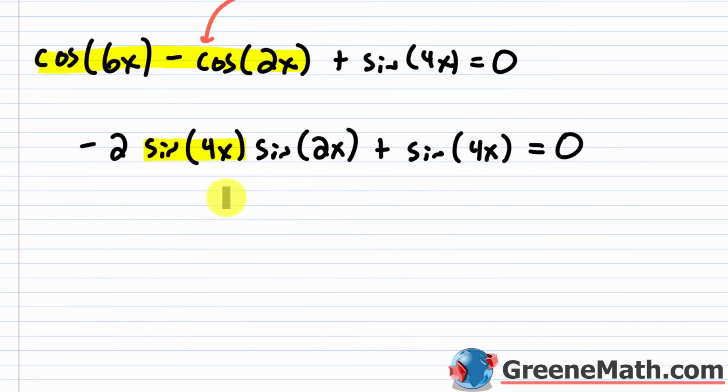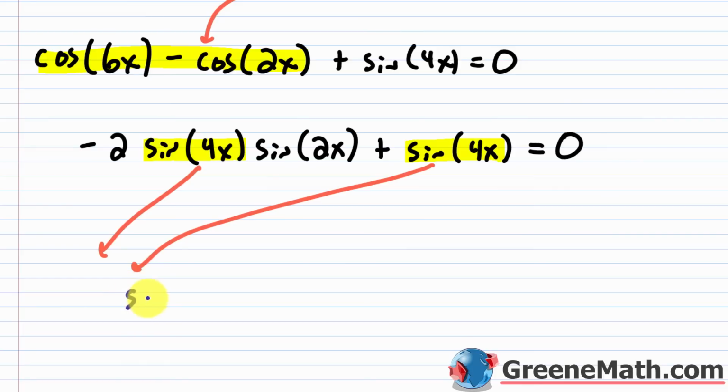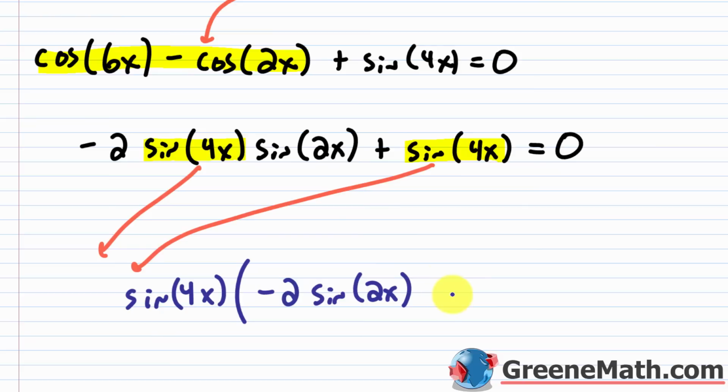So you have your sine of 4x and your sine of 4x. So we are going to factor that out. So let's factor that out. So out in front of some parentheses, you would have the sine of 4x, and then inside, you would have negative 2 sine of 2x. So negative 2 sine of 2x, and then plus, if this gets pulled out, you're going to have a 1, and then this equals 0.